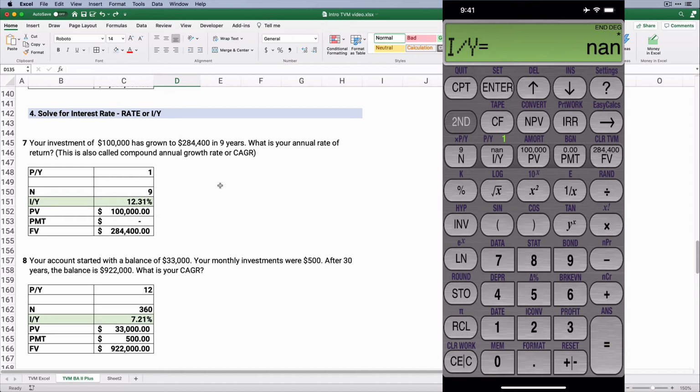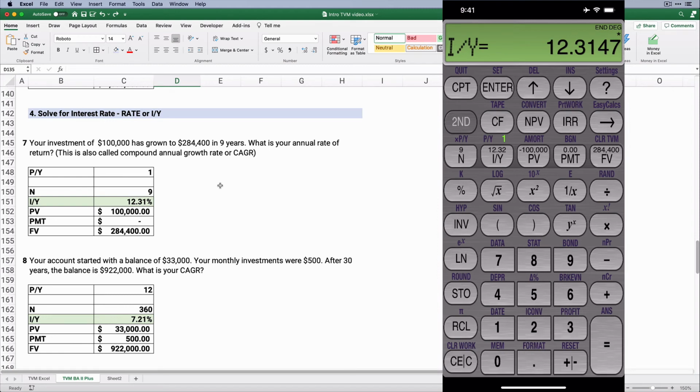So this is an error message. I want you to see it. If you're doing it on your calculator, it's going to say error 5. So we're going to make the 100,000 negative present value, and then compute interest, and it's 12.31%. So if you had an investment that went from 100,000 to 284,400 in 9 years, and there's no additional investment, you have earned about a 12.3% return.